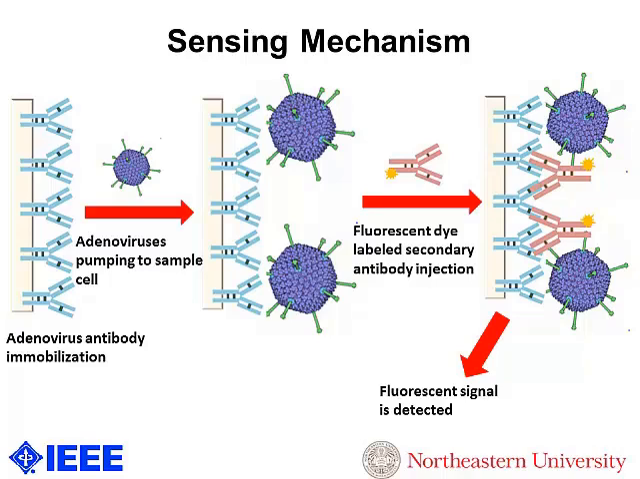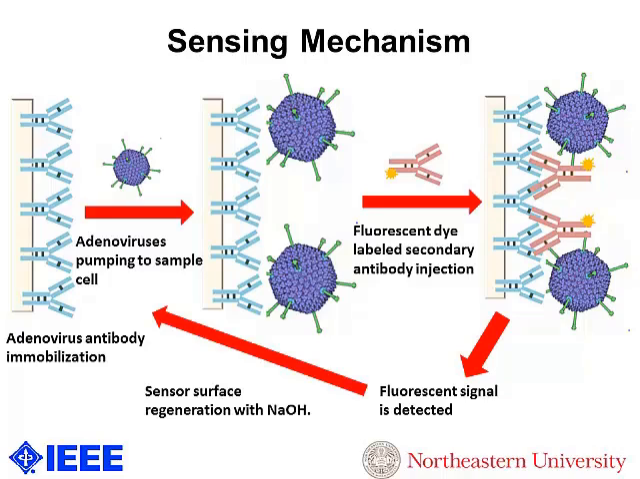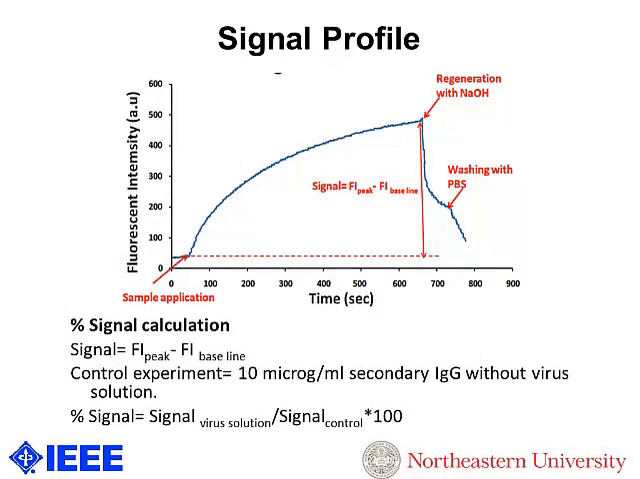There is an inverse relationship between the fluorescent intensity and the adenovirus amount, because when we have a higher concentration of adenovirus, we will have fewer open places for the secondary antibody, and the fluorescent intensity will decrease. After this signal detection, we regenerate our surface using a low concentration of sodium hydroxide. In the picture, you can see a sample signal profile.